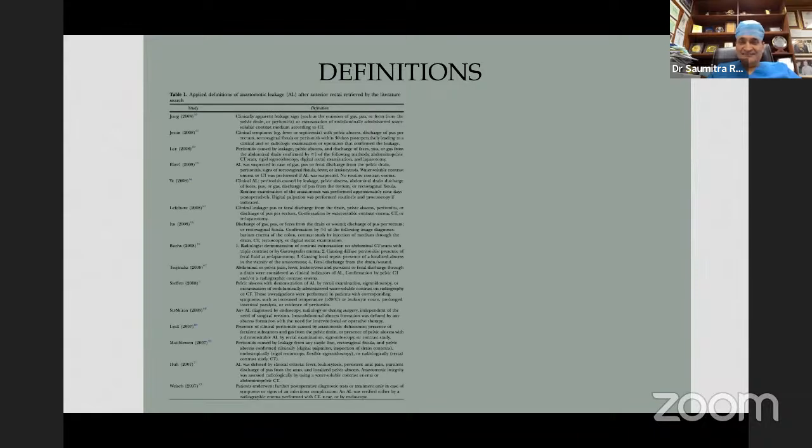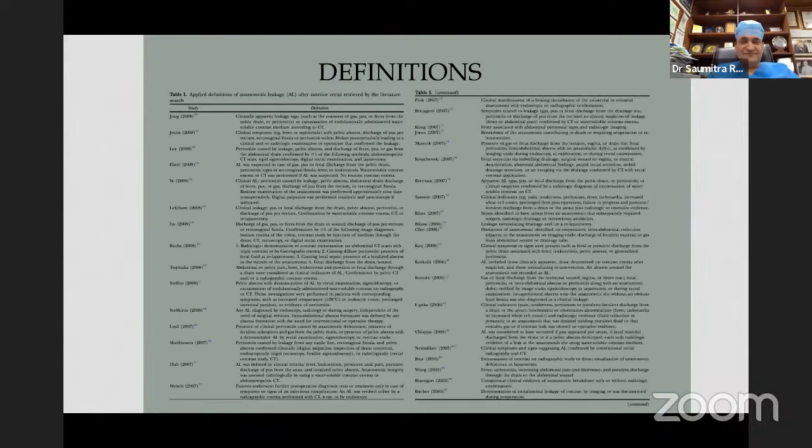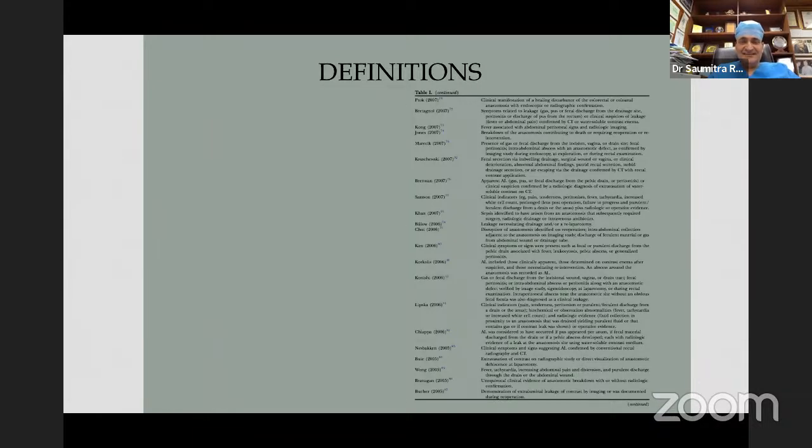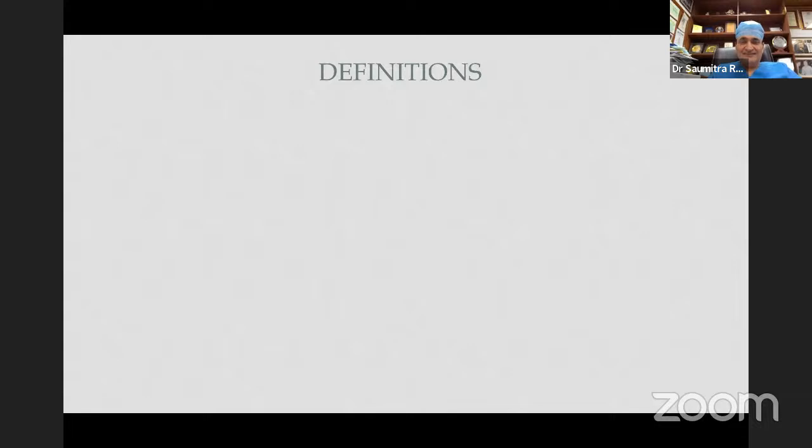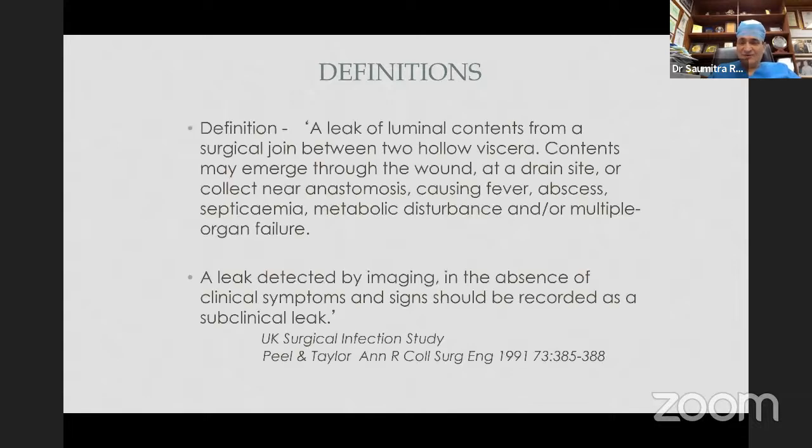These are a number of definitions which have cropped up in the last 40, 50 years. As you can see, there is no one specific definition of anastomotic leak. This is the one which people normally use: leak of luminal content from a surgical joint between hollow viscera. This could emerge through the wound, through the drain site, or collect near the anastomosis, causing patient signs and symptoms. And a leak in the absence of clinical symptoms and signs is recorded as a subclinical leak.